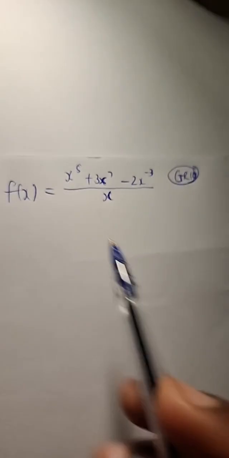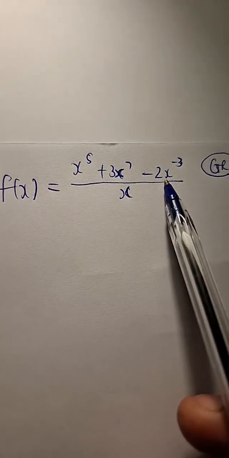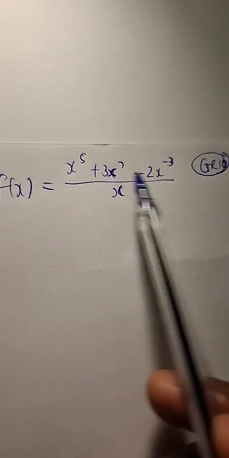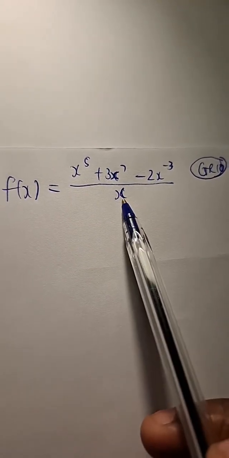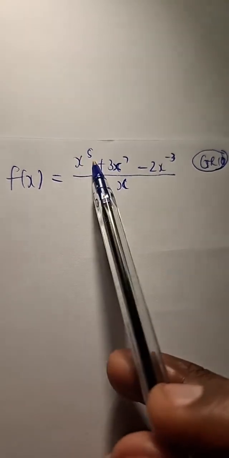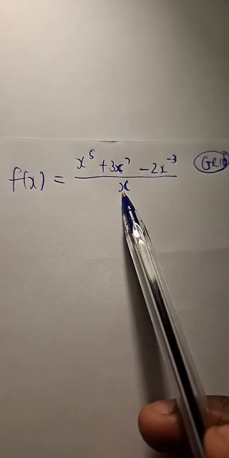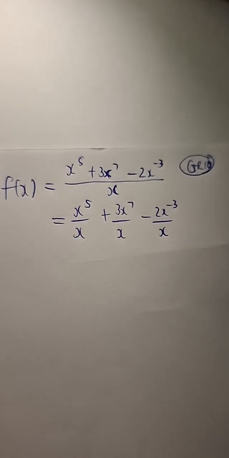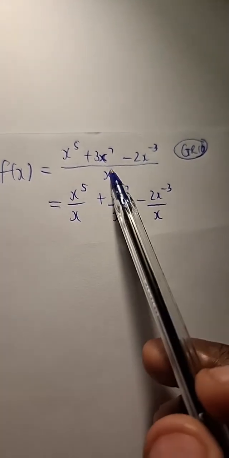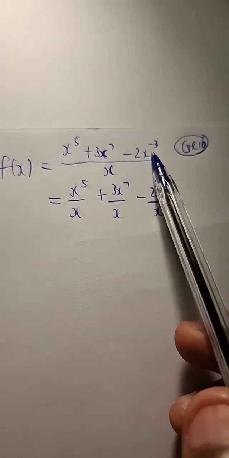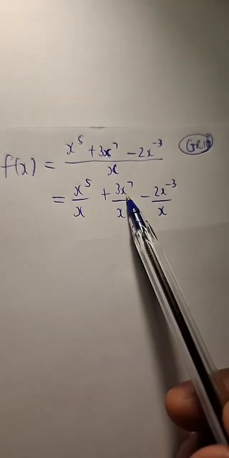So in this particular situation, we have x to the power 5 plus 3x to the power 7 minus 2x to the power negative 3. In the numerator, there are 3 terms. In the denominator, there's 1 term. Now, what you learned in grade 8 even and grade 9 is that when you have numerous terms and you have 1 in the denominator, you can actually do this. You can separate. You can separate these. Many terms in the numerator, one single term in the denominator, you can separate these.